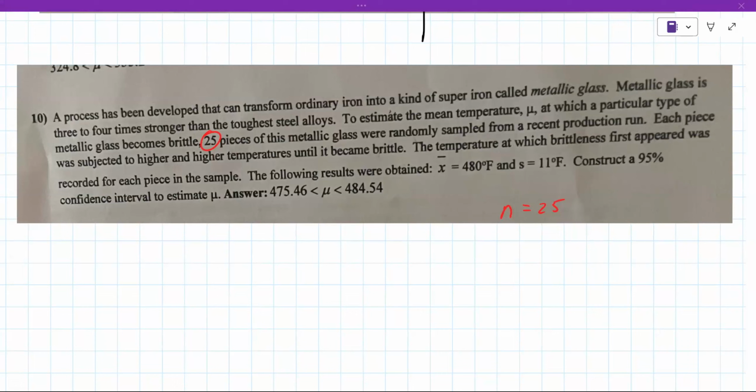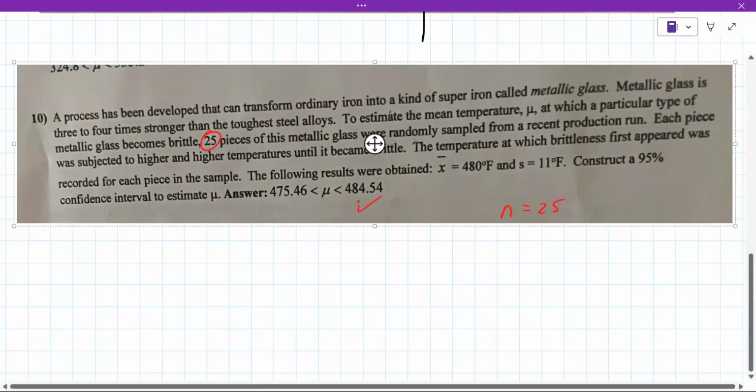I got 475.46 to 484.54. All right, really good.